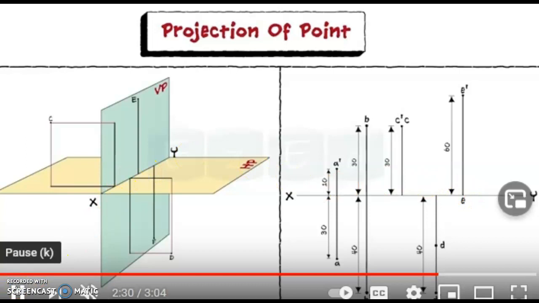Then now, last, another point F. F is 50 mm in front of the vertical plane, so F is on the bottom side. And F dash is on the horizontal plane, so F dash is on the XY line. Then this is the last point, the point G, that is on HP and on VP. On HP and on VP means it is on the XY line.